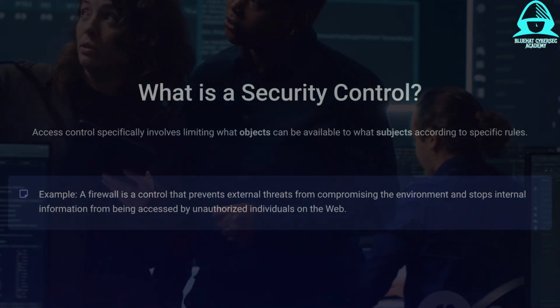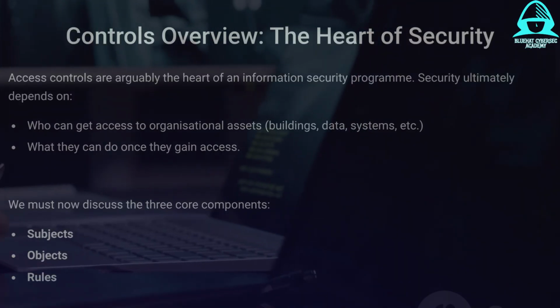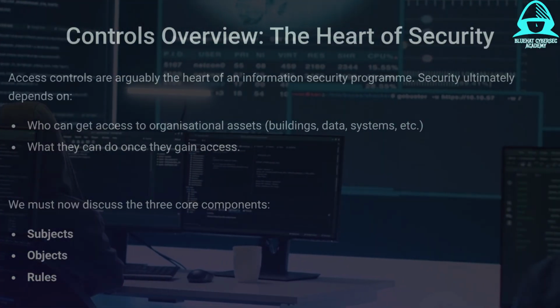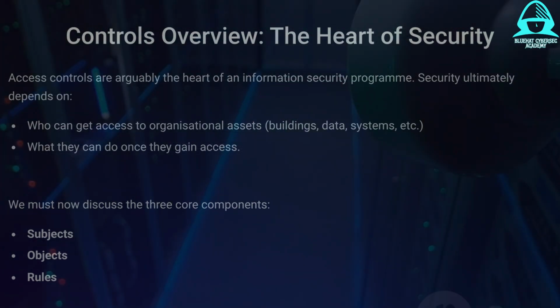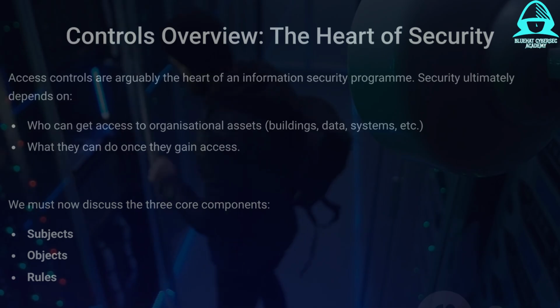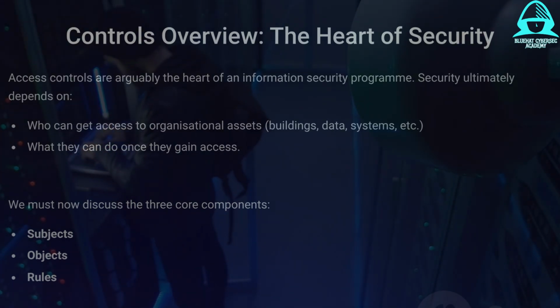Now, let's move on to the next topic, which is controls overview. It can be argued that access controls are the heart of an information security program. But in the end, security all comes down to who can get access to organizational assets, buildings, data, systems, and so on, and what they can do when they get access.